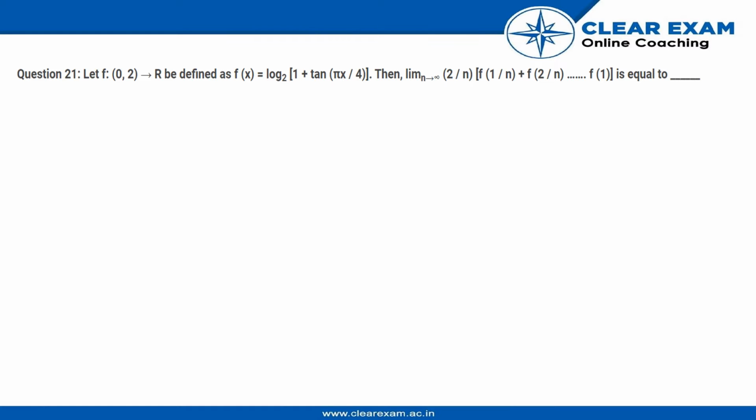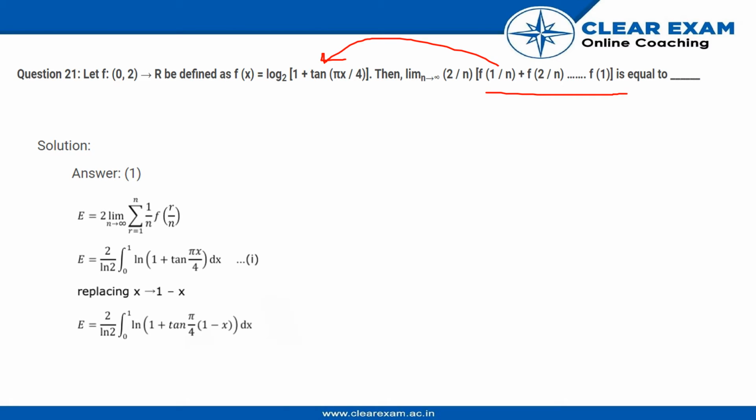So f of 1 is f of n by n. Now what we need to find is the limit of this summation over here, and we know the f over here is given by this function. So what we will first do is make this summation much simpler to understand.